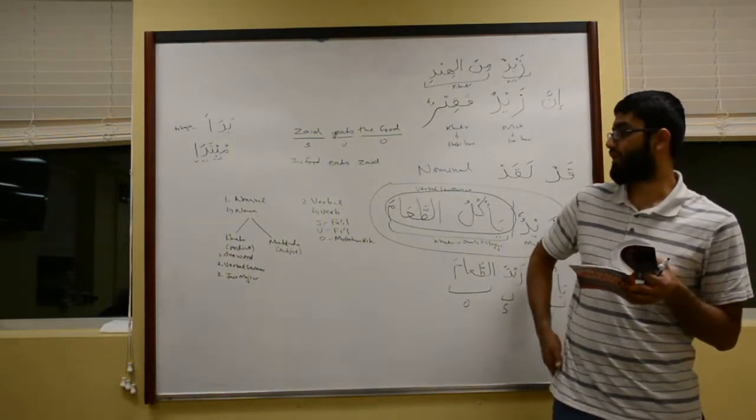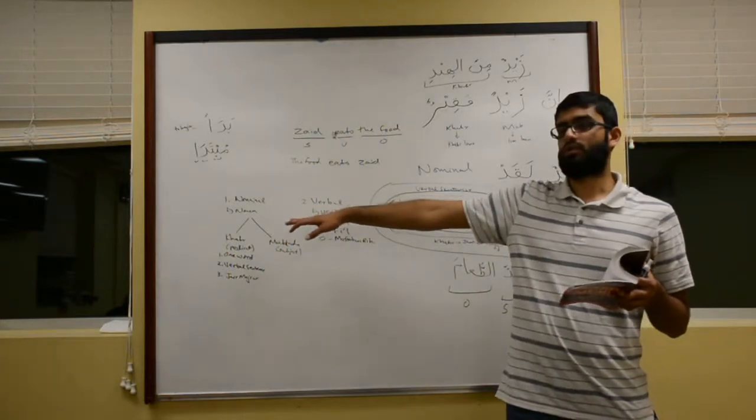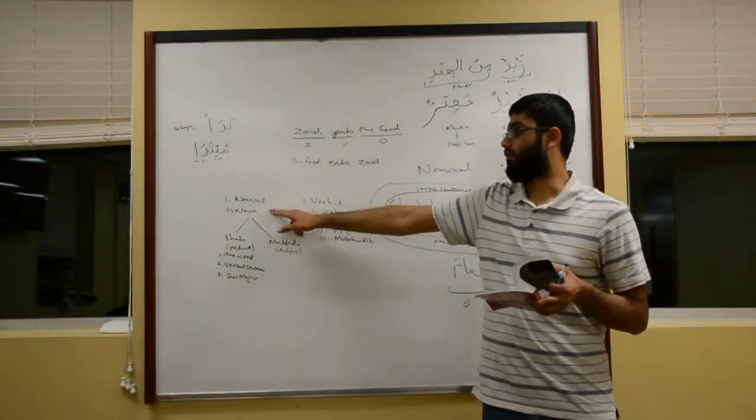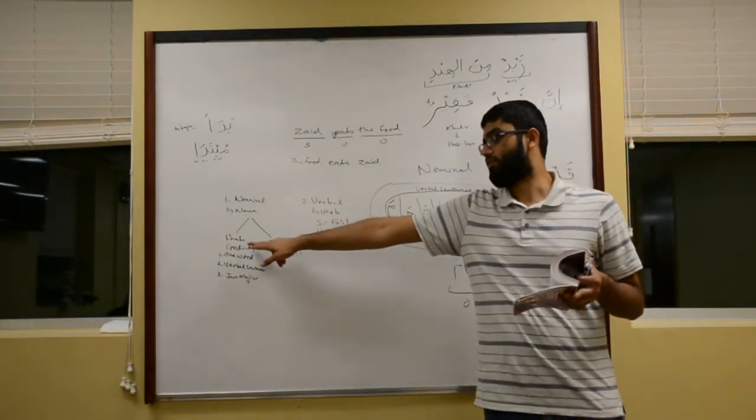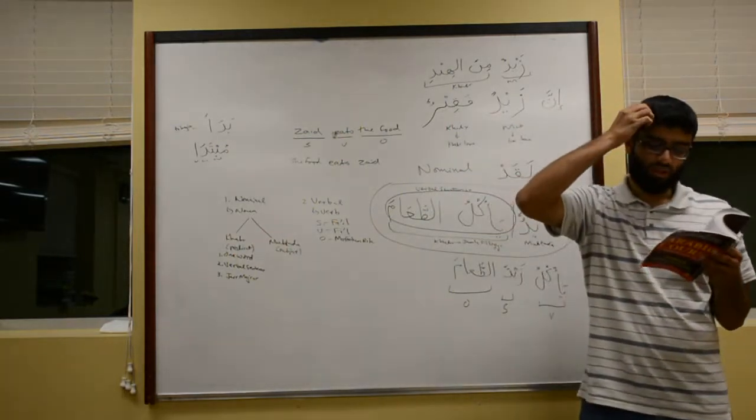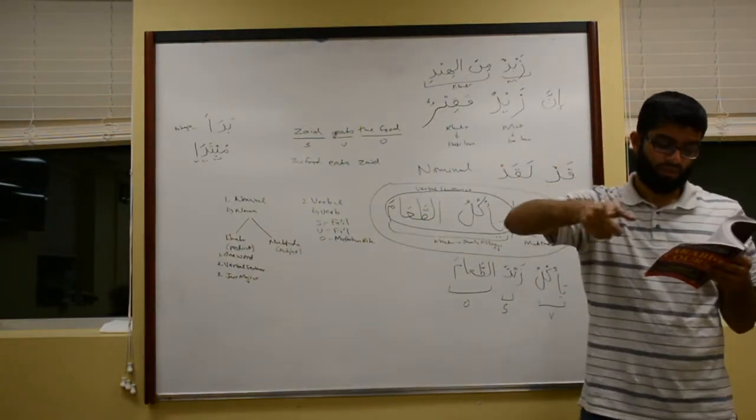Ana fatahtuha, again, is it verbal or nominal? Nominal. It begins with a noun. Ana is mubtada and fatahtuha is khabar. Okay? Brother Anwar, read the next line.